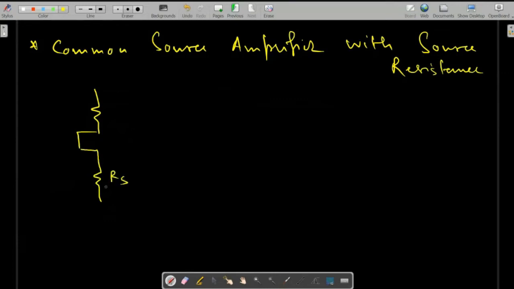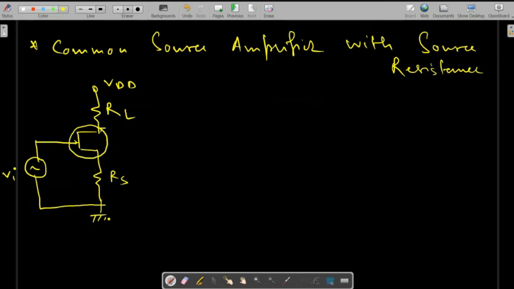RS. And you know what the role of this RS is? It provides negative feedback. The rest of the part is the same. This is the common source amplifier with source resistance, and we are taking the output from here, V0.